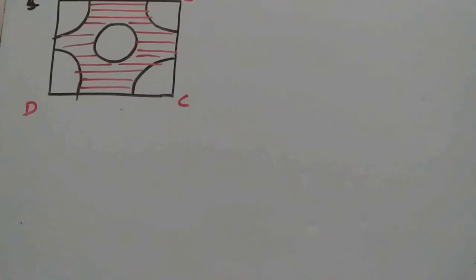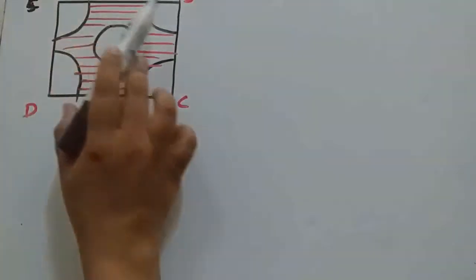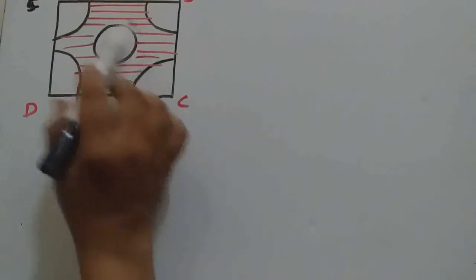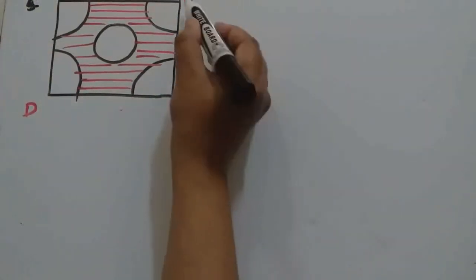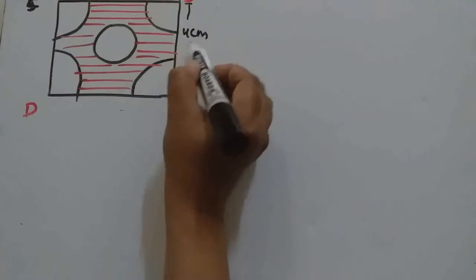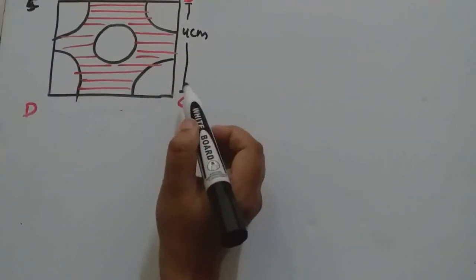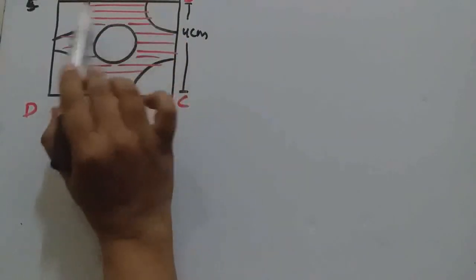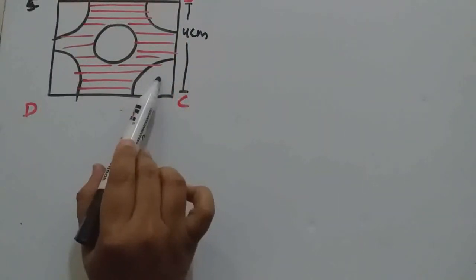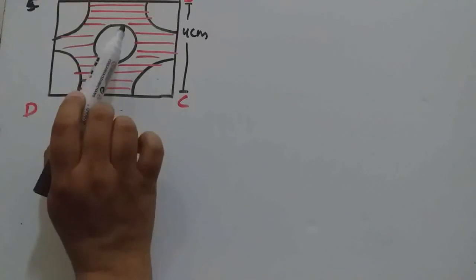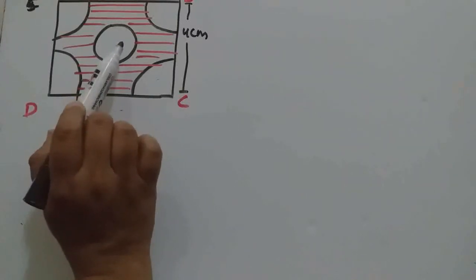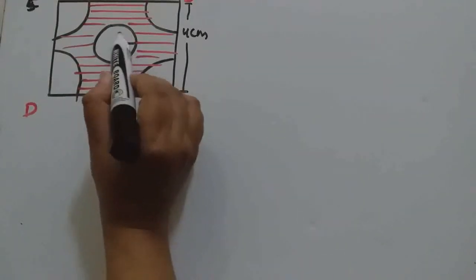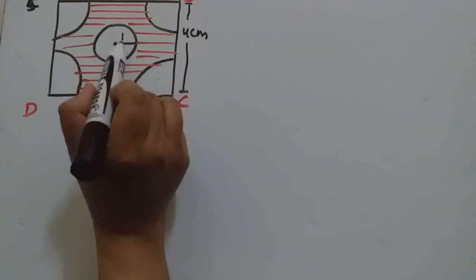In question number 5, it is given that from the square of each corner for a square of side 4 centimeter, means ABCD is a square and side is 4 centimeter. Okay, a quadrant of a circle of radius 1, 4 quadrants are cut. And one circle of diameter 2 centimeter is also cut. That means radius will be 1. Diameter is 2, that means radius is 1.